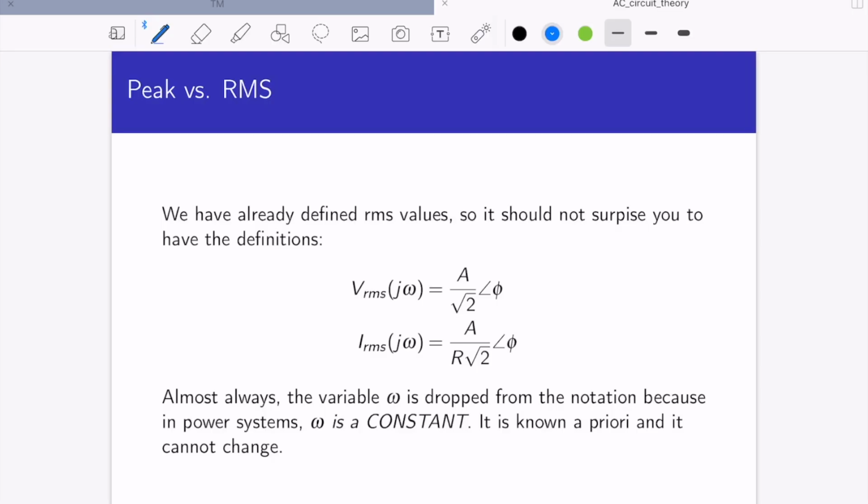Almost always we will drop the variable omega from this notation because in power systems omega is a constant. The frequency omega is known a priori and it cannot change.